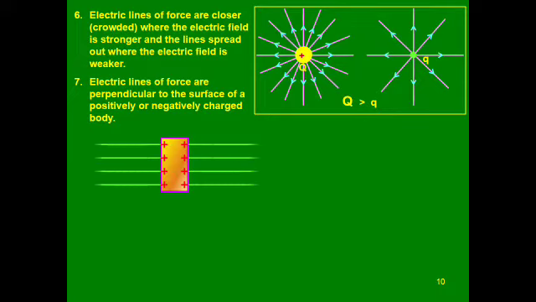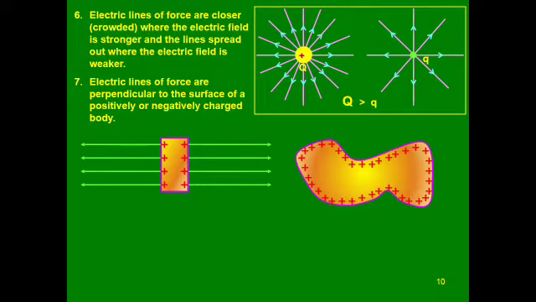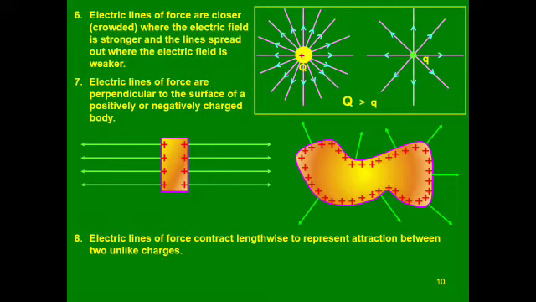In fact, here we are showing a pair of charged bodies. There's a positively charged thin sheet, so the electric field lines go out in either direction, and you can see they are parallel lines, so this is a uniform electric field. Now let us see a charged volume, but here remember it is a conductor, so there is no electric field inside. All electric fields are outside. Electric field lines can contract lengthwise to represent attraction between two unlike charges.